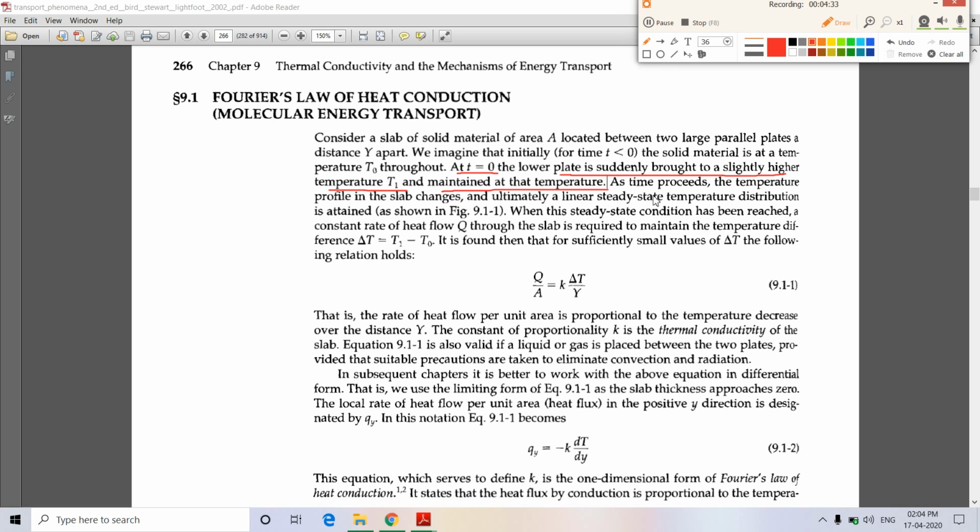So as time proceeds, the temperature profile in the slab changes. As time increases, the temperature profile also changes, and ultimately a linear steady state temperature distribution is attained, as shown in the figure.